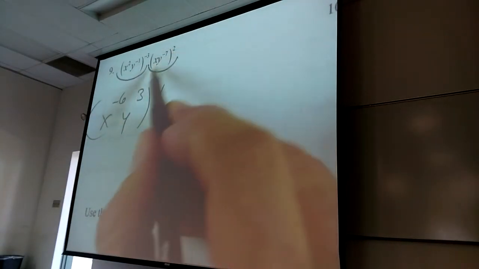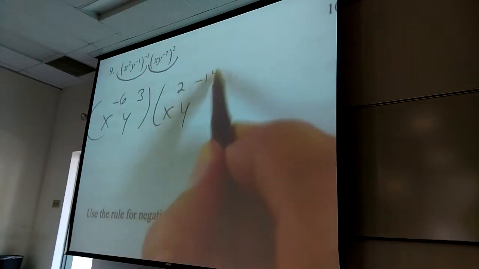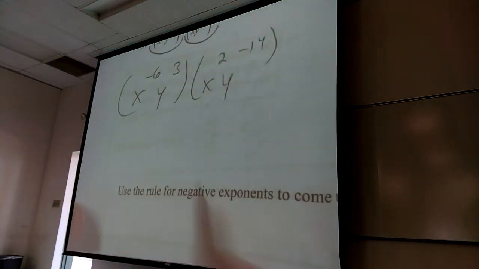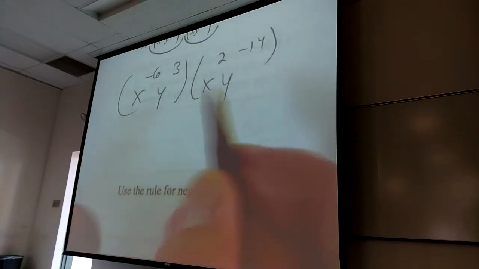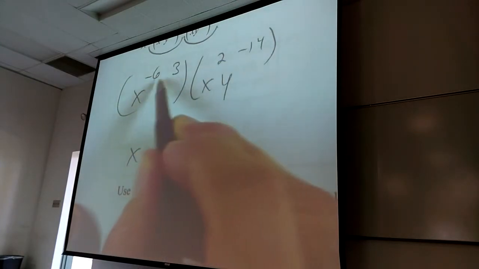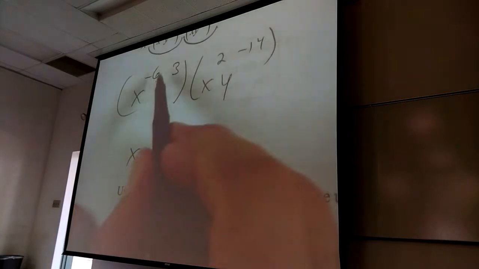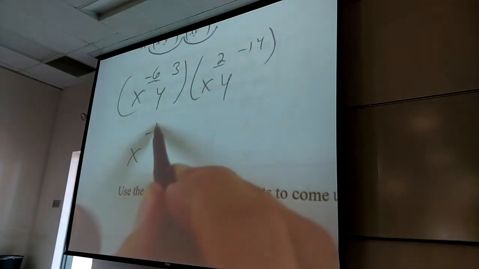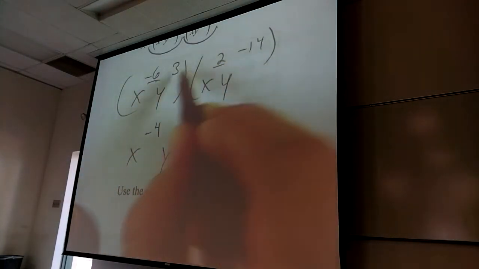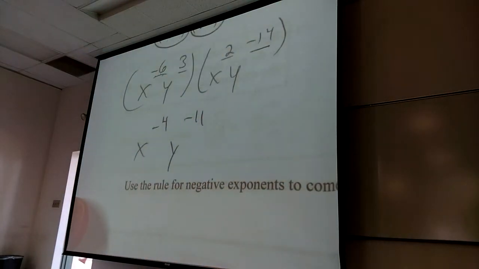I get x squared, y to the negative 4. And now the process when I have like bases multiplying, I can add the powers. So I get x to the negative 21. Oh, sorry. x to the negative 4, y to the negative 11. We're not quite done with this yet, but let me stop there. So again, order of operations saves you.